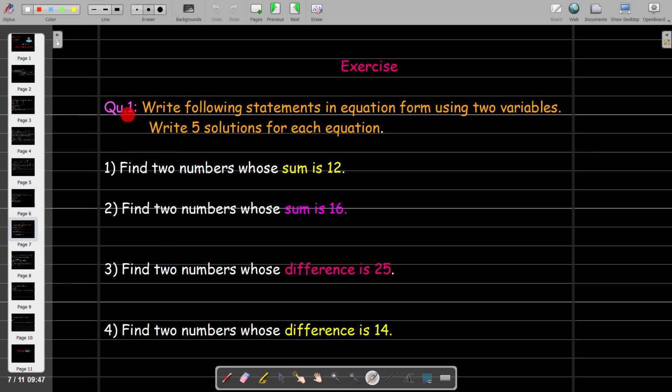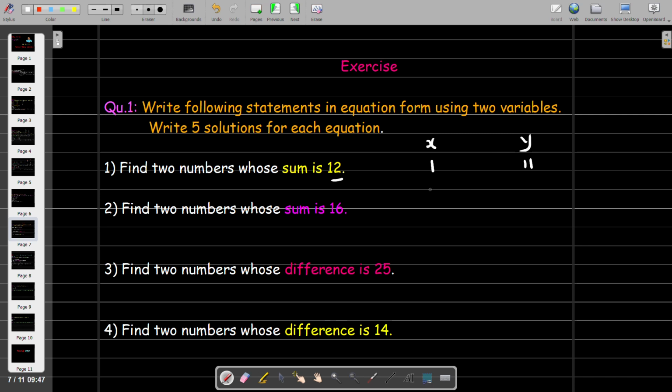Exercise question number 1. Write the following statement in equation form using two variables and write five solutions for each equation. Find the two numbers whose sum is 12. So let the first number be x and the second number be y. If you take the first number as 1, to find the second number we subtract it from 12. Therefore 12 minus 1 is how much?